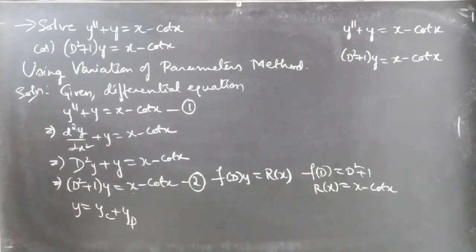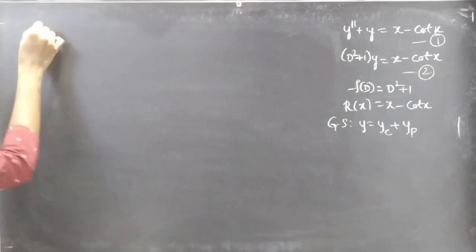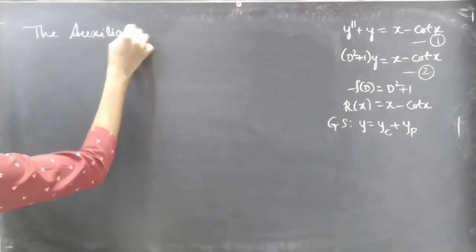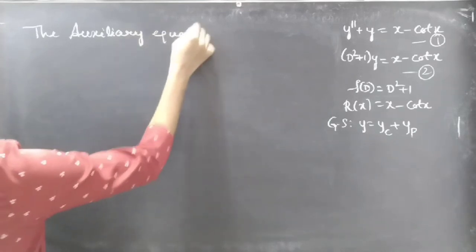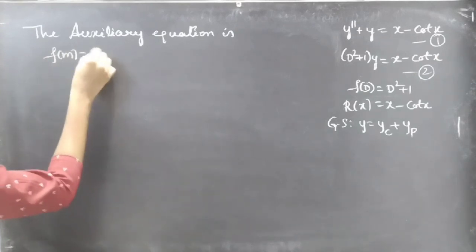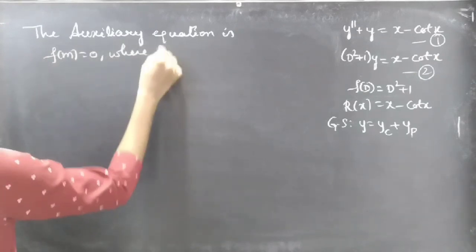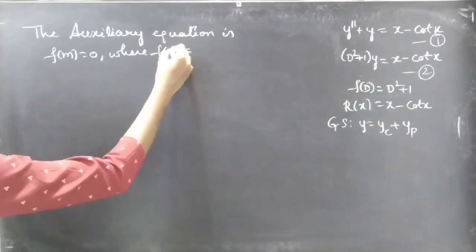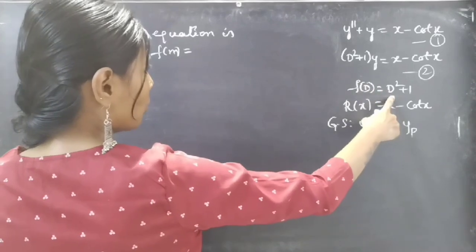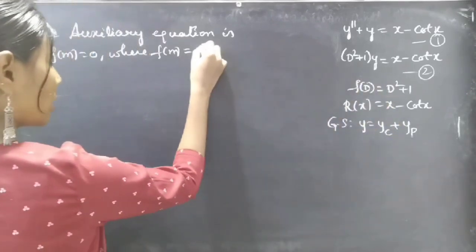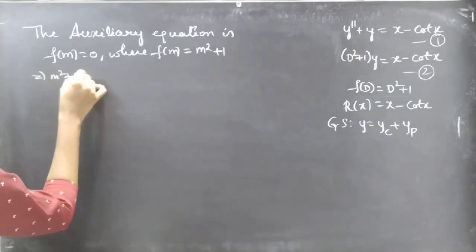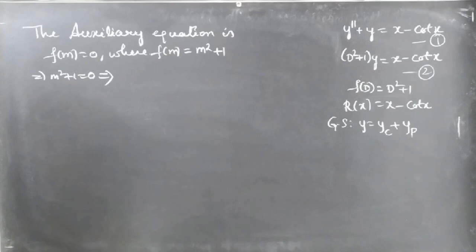Now coming to the auxiliary equation. The auxiliary equation is f of m equal to 0, where f of m equal to, we have f of D equal to D square plus 1, right? Let's replace the differential operator by m, so that we'll get f of m equal to m square plus 1, and the auxiliary equation becomes m square plus 1 equals 0. We need to find roots to this equation.